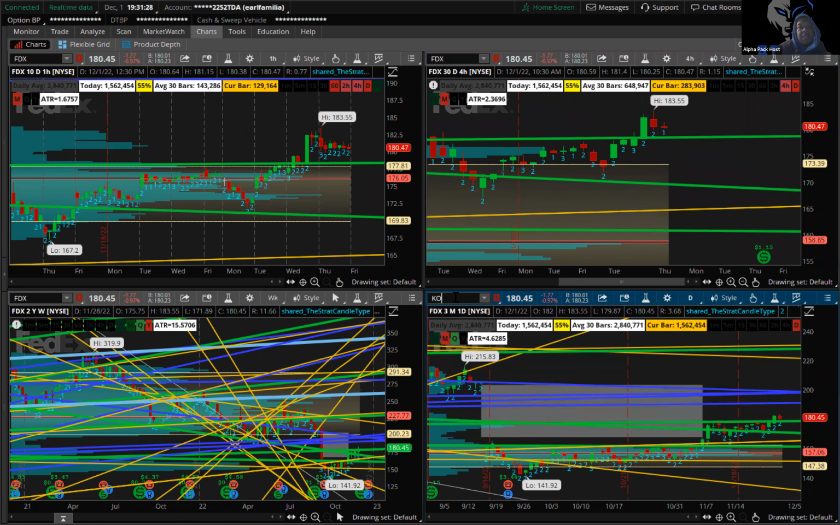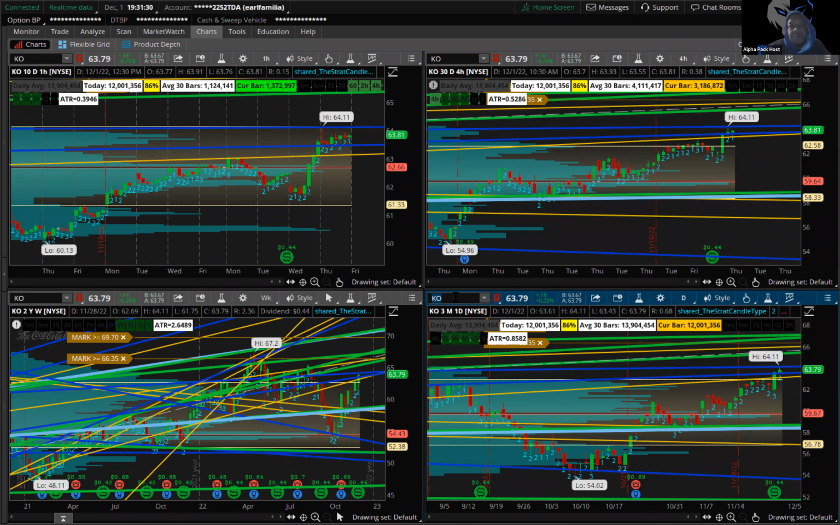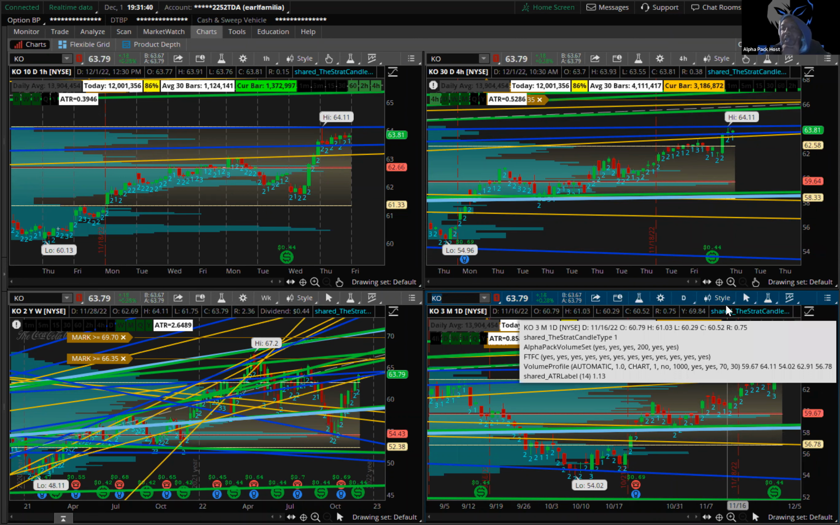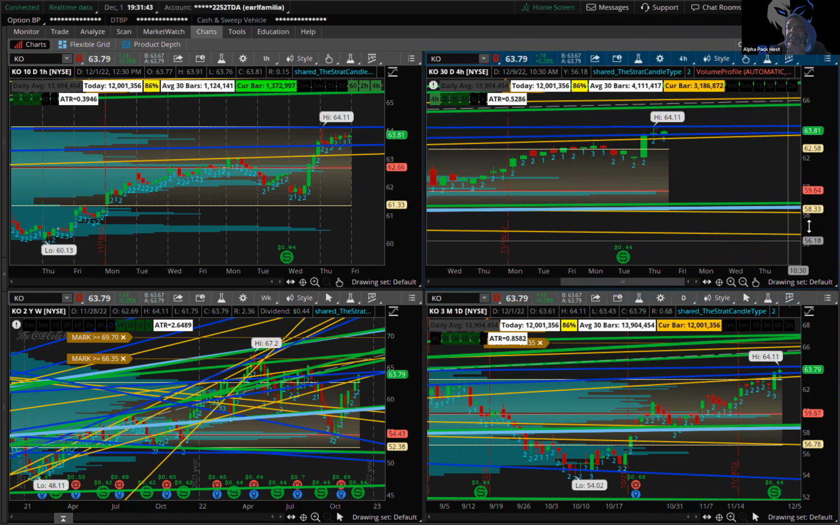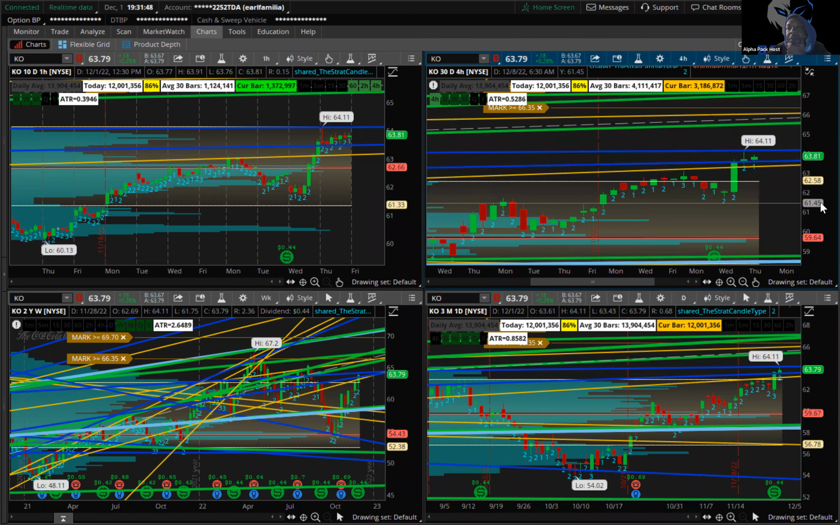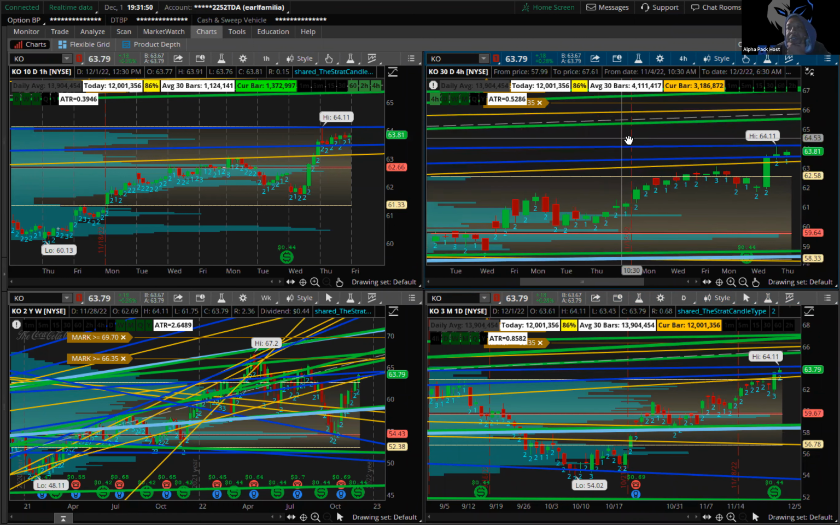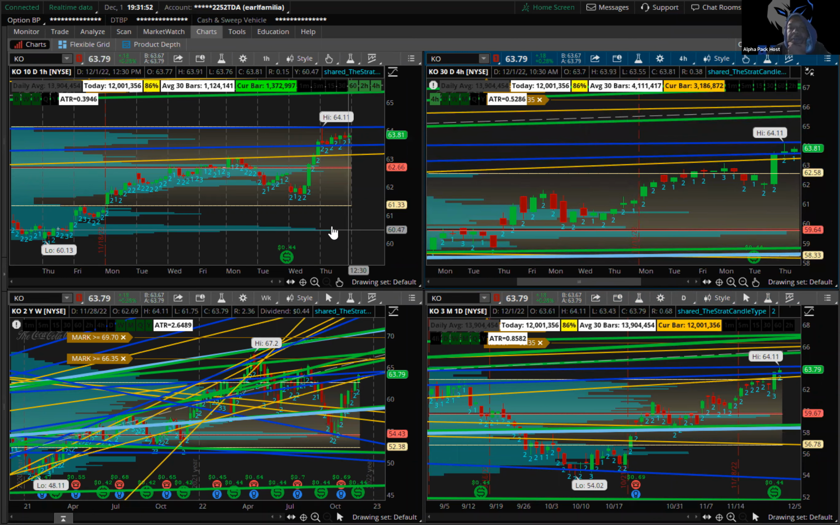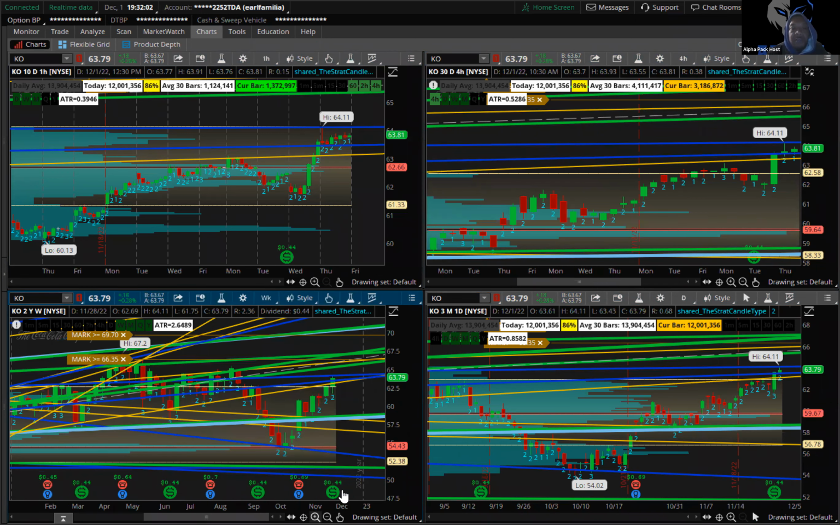Let's take a look at KO. KO is pinned between these broadening formations right now, huh? Where we at? 63.81. We hit a high of 64.11 today. Staples is so damn strong, man. I don't like the fact it's pinned between those broadening formations though. But we are liking Coke very much though.